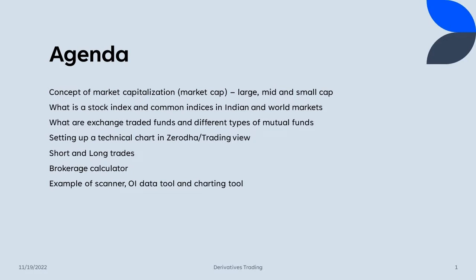The other thing is, you may want to shortlist a set of stocks based on certain criteria. For example, if you want to know which stocks are trading near their lifetime high, or within 5% below their all-time high, how do you do that? That is where the scanner comes into play, right? So that is the agenda for the day.